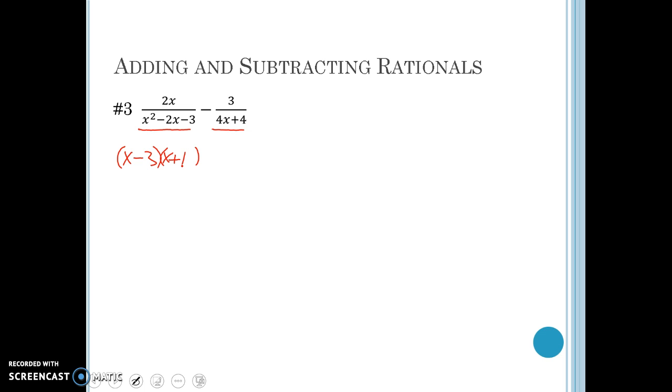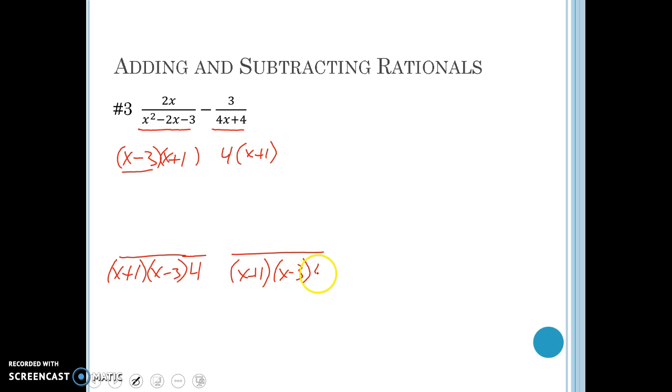Now if I factor the one on the right, I'm going to factor a 4 out, and 4 times x plus 1 gives me 4x plus 4. And so I want to get a common denominator for both of these. I have an x plus 1 in both of them. I'm going to need an x minus 3 because I have it in the one on the left, and I'm going to need a 4 because I have it in the one on the right. And so my common denominator for both of these is going to be x plus 1 times x minus 3 times 4, because that's what they all share.